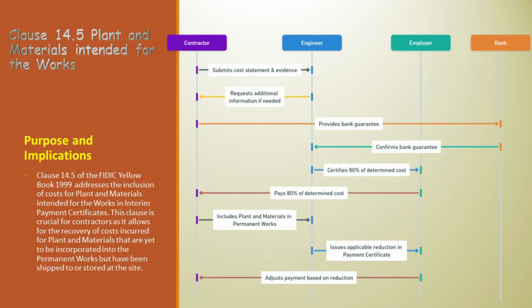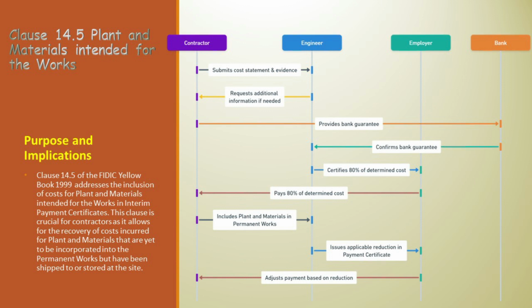Navigating the sequence of Clause 14.5 in the FIDIC Yellow Book, a step-by-step breakdown. To fully grasp the operational mechanism of Clause 14.5 in the FIDIC Yellow Book, it's essential to understand the sequential process it entails. Let's walk through each step of this sequence, from the contractor's initial submission to the final adjustment by the employer. 1. Contractor's submission.